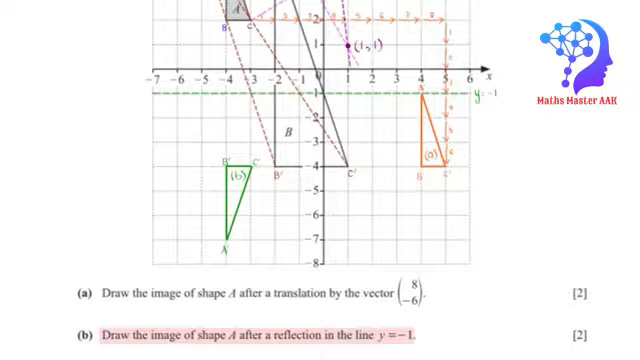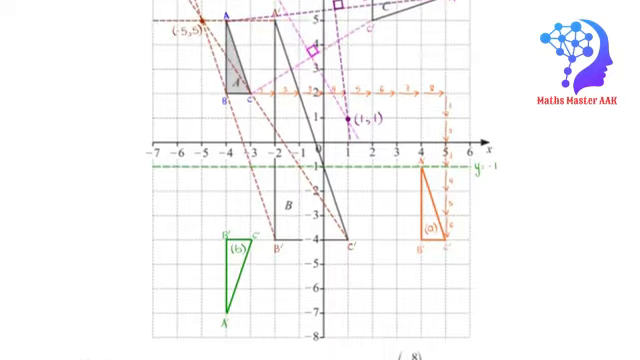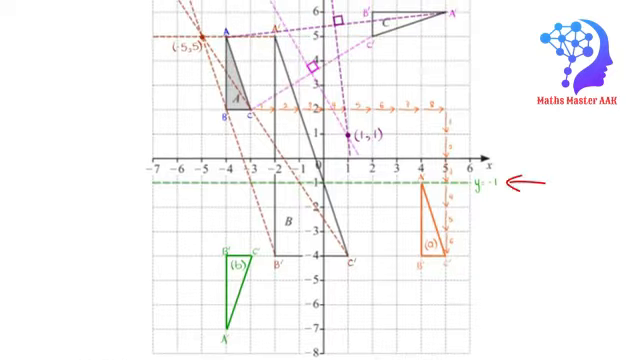Draw the image of shape A after a reflection in the line y = -1. So first, we need to draw the line y = -1. For point A, since we move 6 units downwards to touch the line of reflection, we also need to move 6 units downwards to pin the new position of point A.